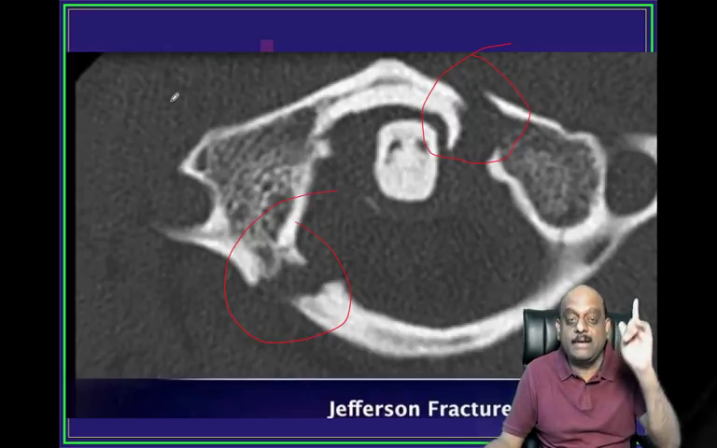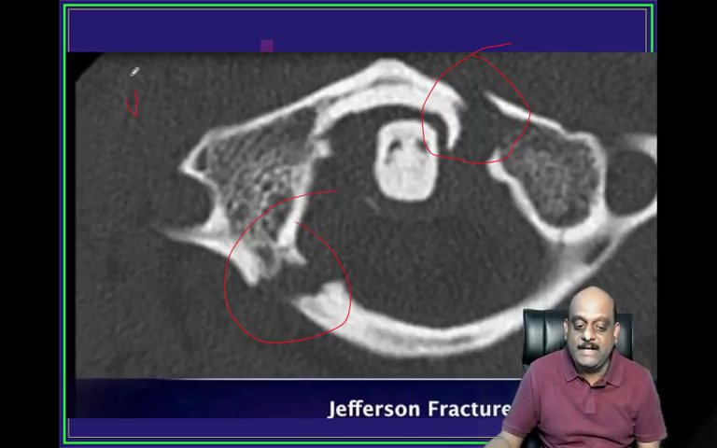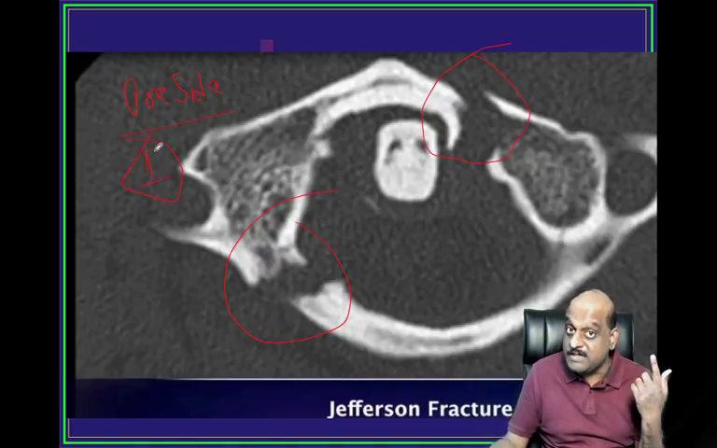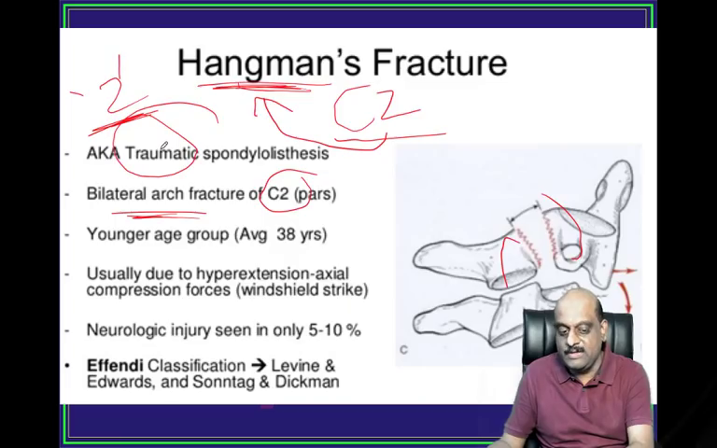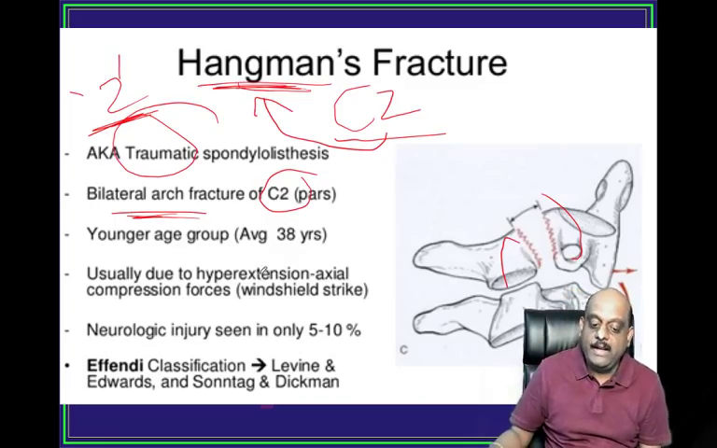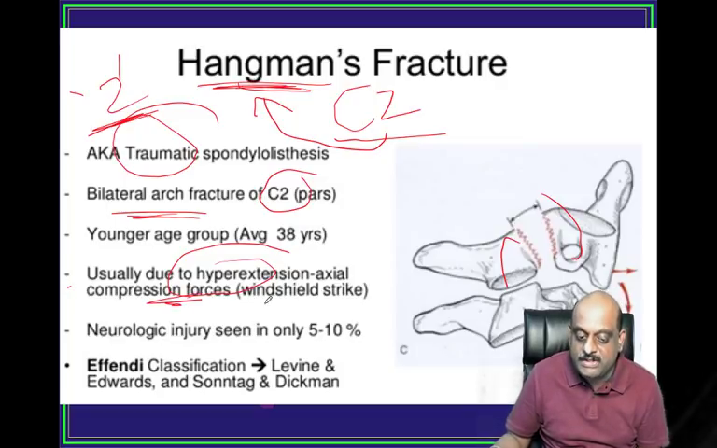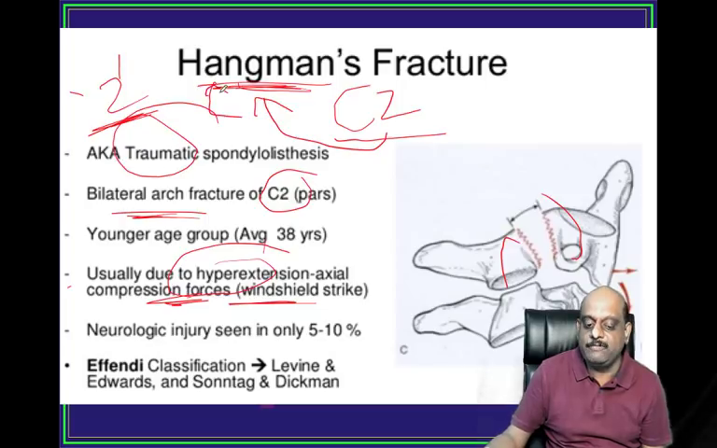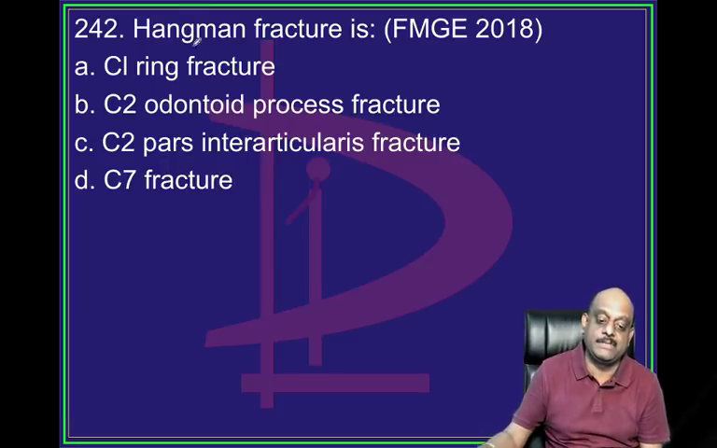Jefferson, you can remember, he is president of America. So that is the reason president is called first citizen. So C1 is Jefferson. It is the hyperextension and axial compression forces, that is striking to the windshield, responsible for the Hangman. And the Effendi classification is the one which is basically used.